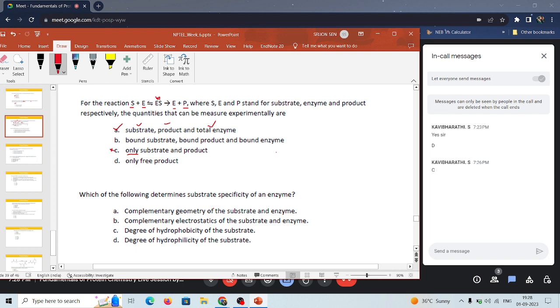So if you see the options given, the complementary geometry of the substrate and the enzyme determines the substrate specificity of an enzyme. The complementary geometry of the substrate and enzyme is very important, because it has to have a complementary structure, be it via the lock and key model or the induced fit model. The geometry is very important, and the complementary electrostatics of the substrate and the enzyme is also very important, because the bond that is going to form, or the interaction that is going to occur between the substrate and the enzyme, is also very critical. So both your option A and B would be the correct answer over here.